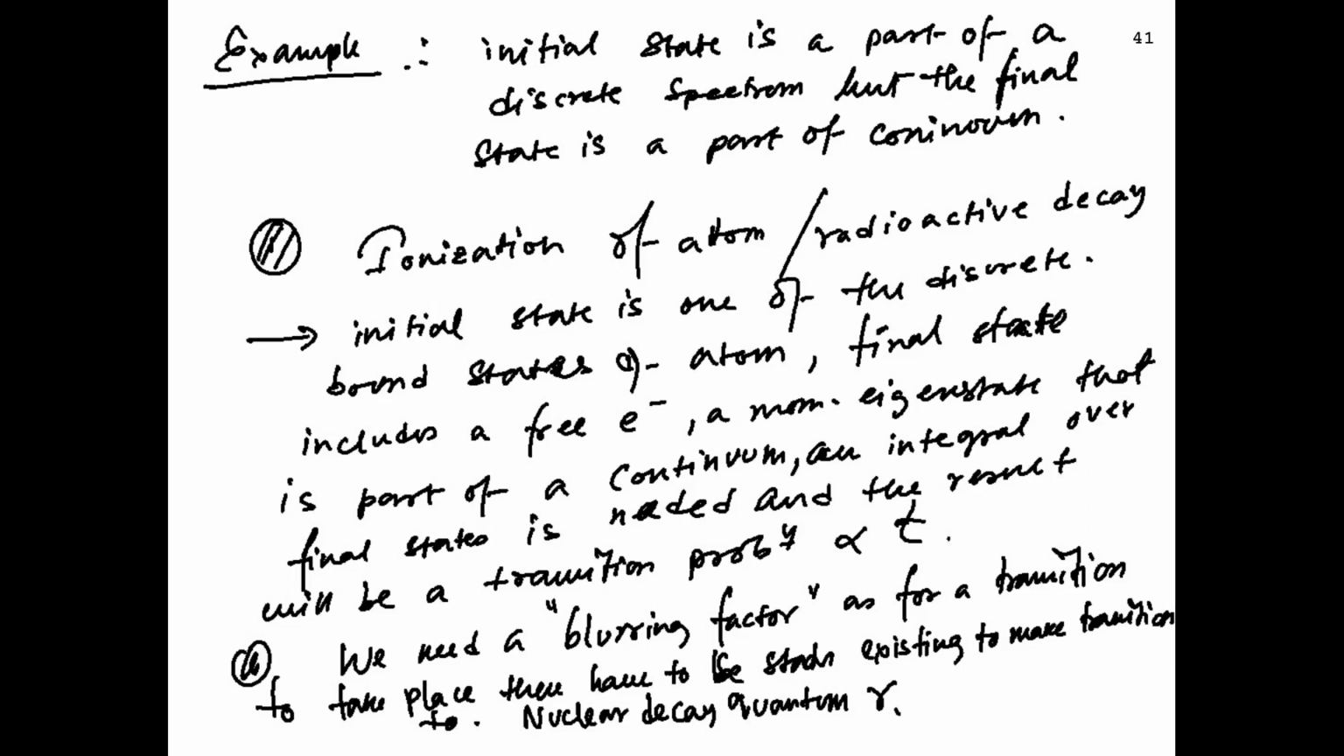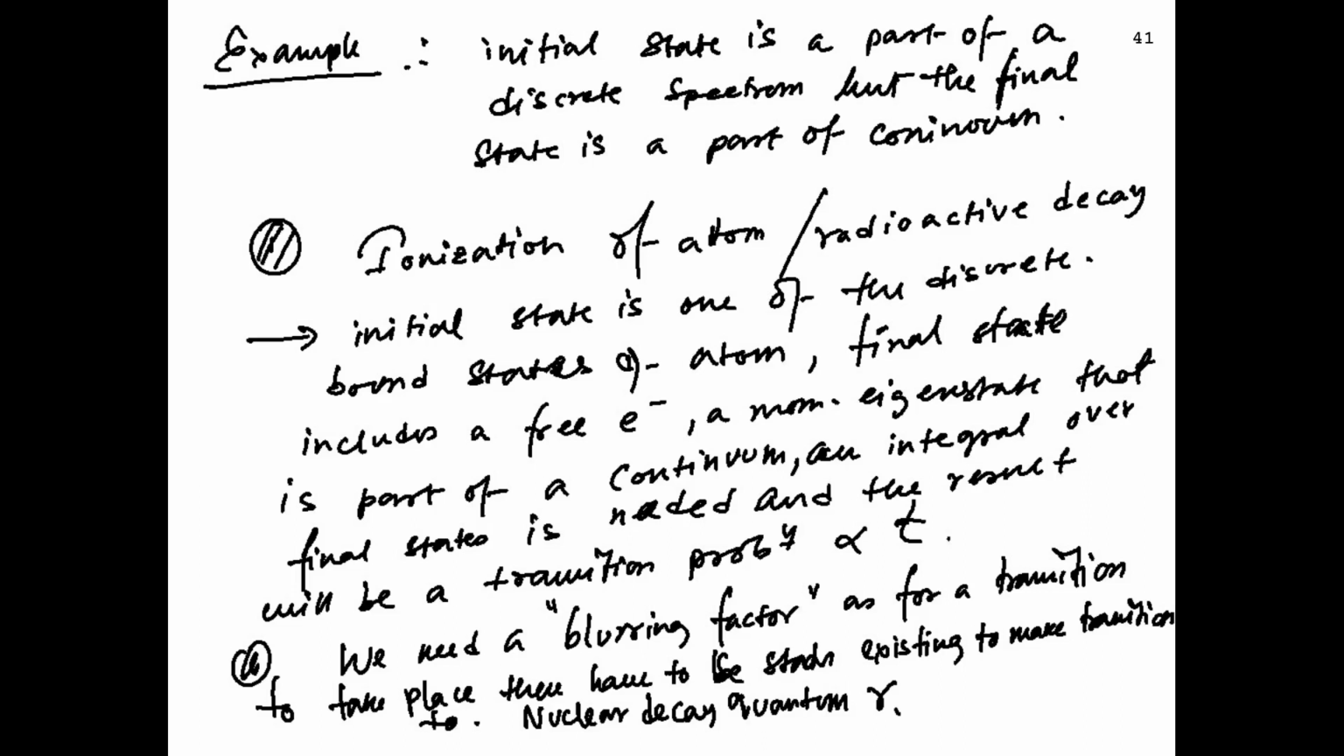on the final possible energies, the result will give you a transition probability which is proportional to t, linear in t, not quadratic in t anymore. So we need a blurring factor. It's like a fudge factor which is in front of the final state.